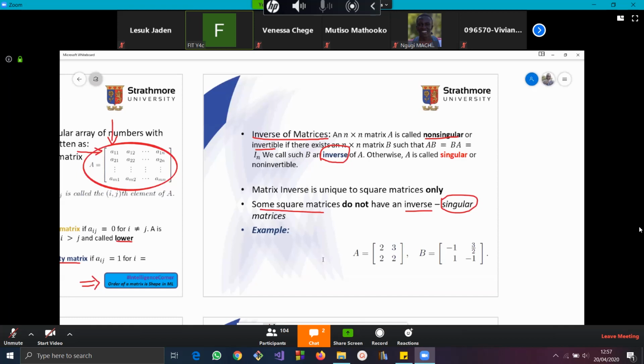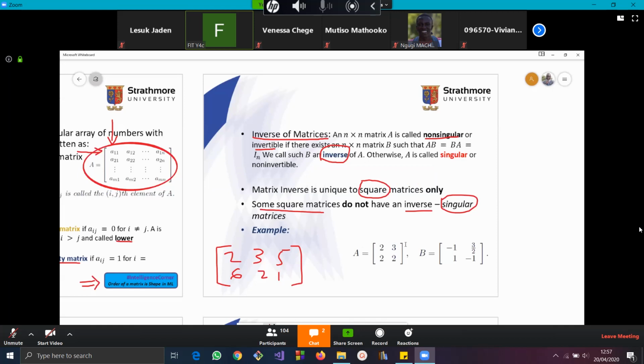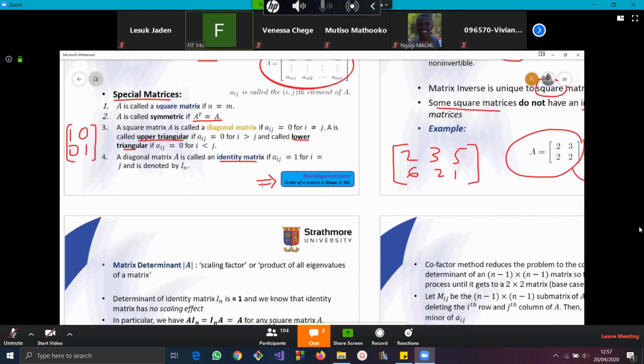So if you have a matrix that is not a square matrix, like 2, 3, 5, 6, 1, don't even waste time computing an inverse. It doesn't have one. You can only have inverses of matrices like this. Actually, the inverse of this is this. The inverse of matrices is going to be extremely important in machine learning. So how do we get the inverse of a matrix?